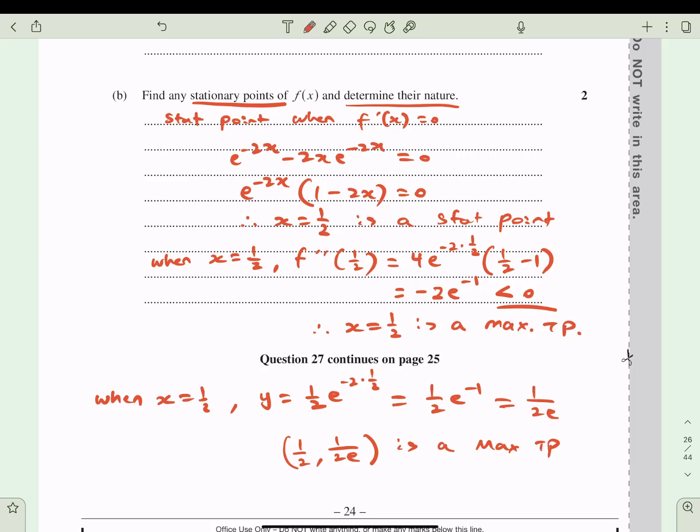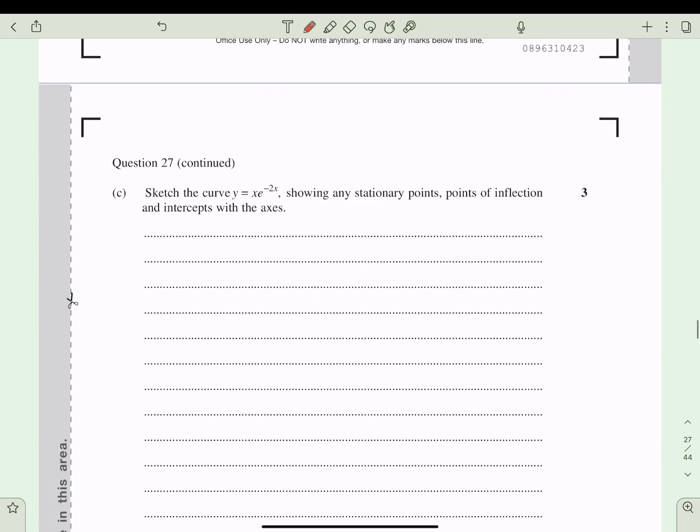Alright, so do not forget to evaluate the y value as well. A lot of the times in the heat of an exam, people will forget, so it's good practice to remember to do this in your trial exams.